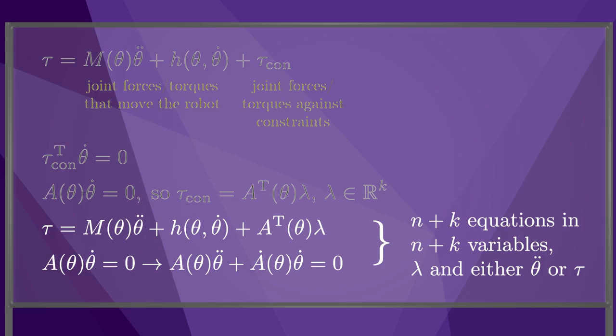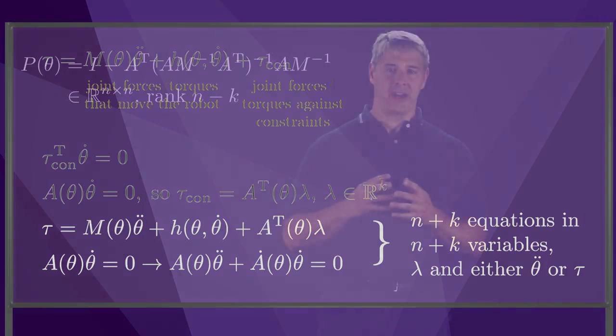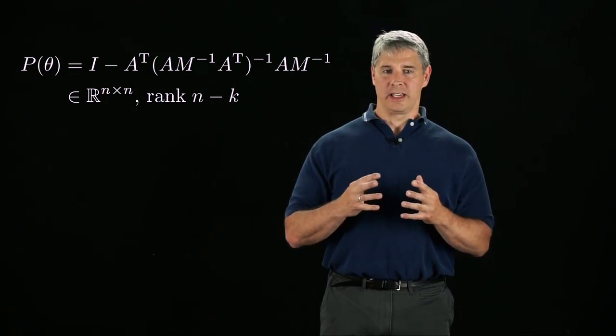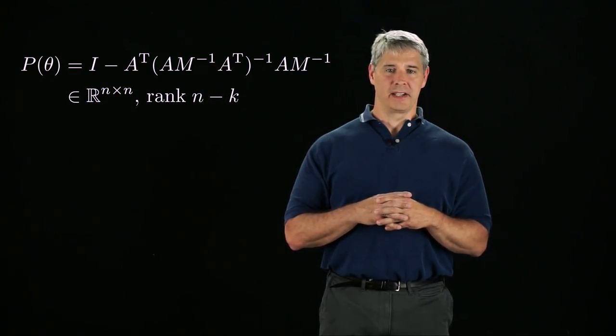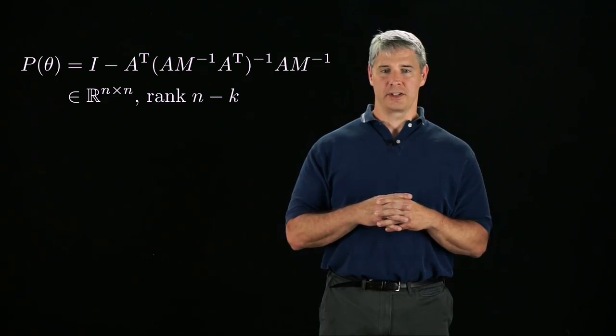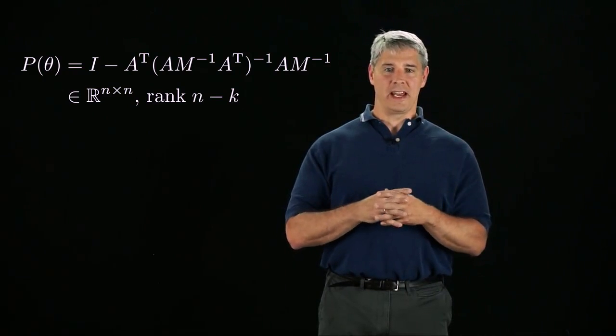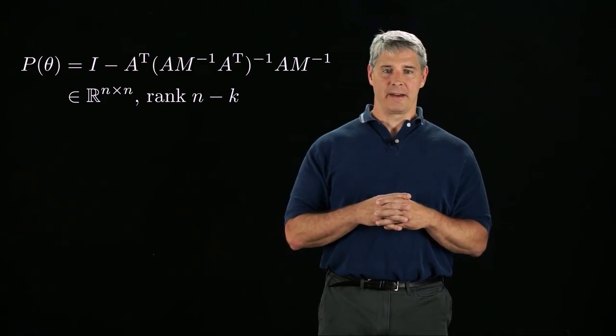Skipping the derivation, which is given in the book, we can eliminate the k Lagrange multipliers by defining an n by n projection matrix P(θ) equal to the n by n identity matrix minus A transpose times the inverse of A M inverse A transpose, times A M inverse. The rank of this n by n matrix is n minus k.